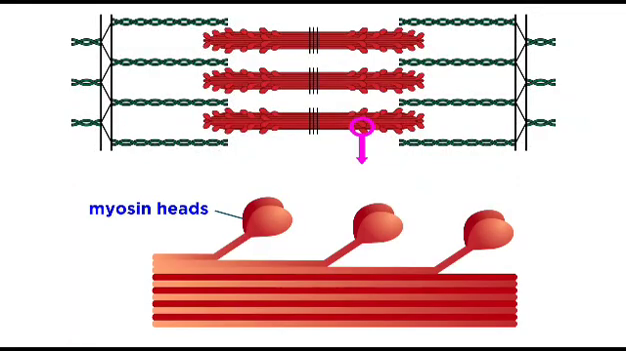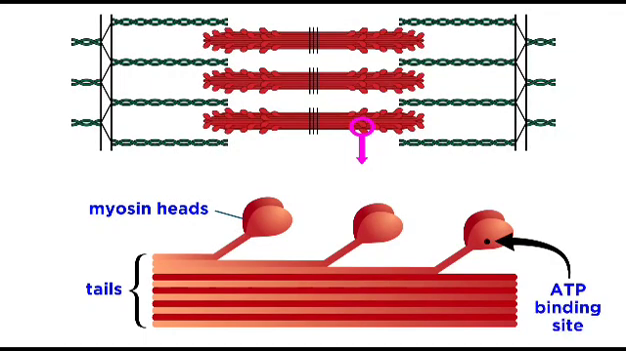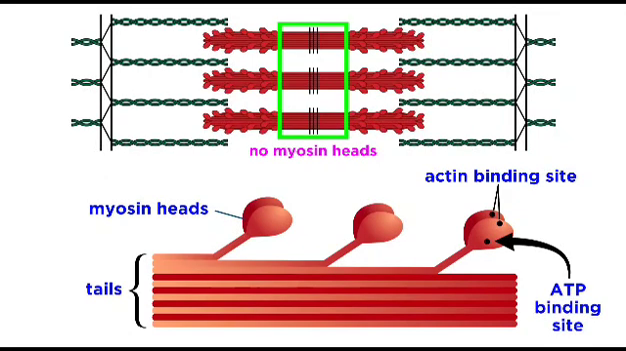Myosin is a protein with two globular heads pointing outwards and a long tail which contributes to the structure of the filament. The heads are the site of all the activity, since there are ATP binding sites, as well as actin binding sites, meaning this is where the thick and thin filaments will interact by making cross bridges.